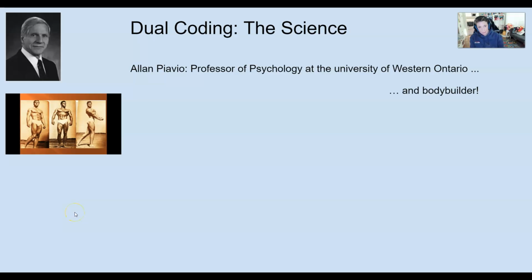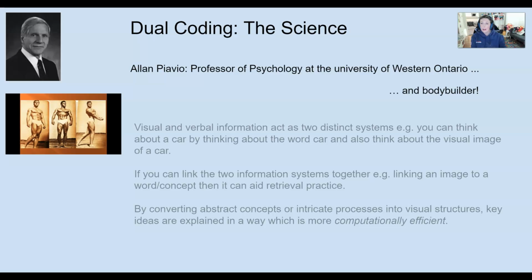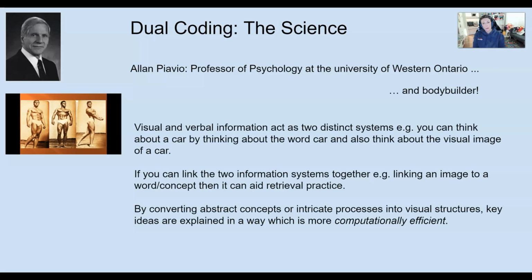But if we focus on his dual coding, visual and verbal information act as two distinct systems in the brain. So you can think about a car by thinking about the word car, but you can also think about the visual image of a car. And if you can link those two information systems together, e.g. linking an image to a word or a concept, then it can aid students with retrieval practice. So if you can convert abstract concepts or intricate processes into visual structures, key ideas are explained in a way which is more computationally efficient for the brain.